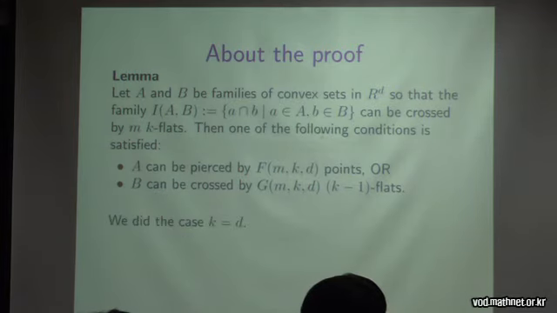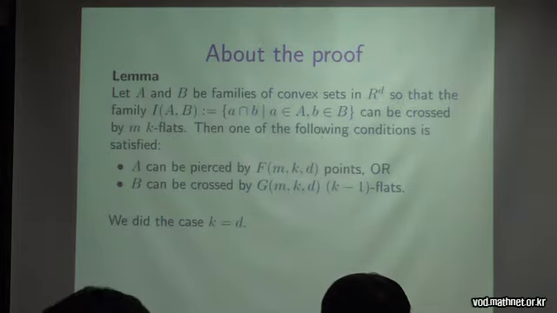And what we did before is the case when k equals d. The fact that all of these intersections can be crossed by a d-flat, well, a d-flat is the whole space. So if you can cross it with the whole space, it just means that every one of these intersections is non-empty.